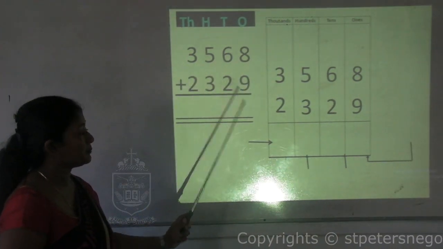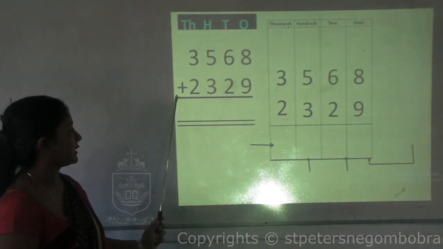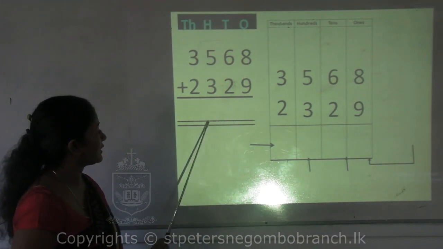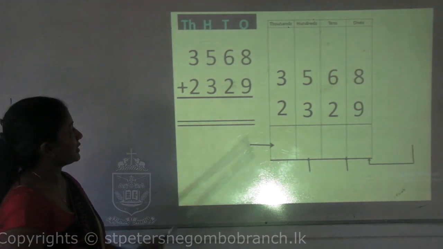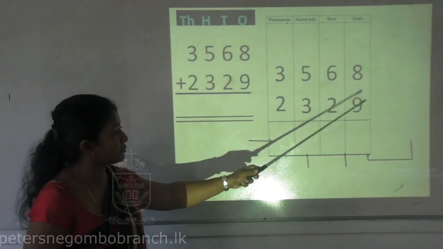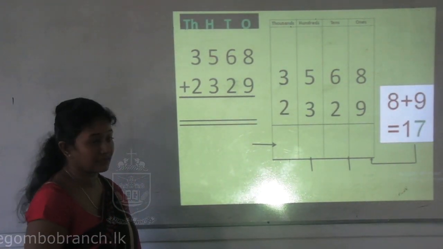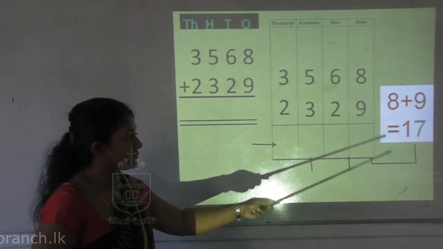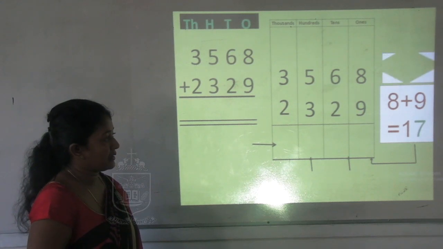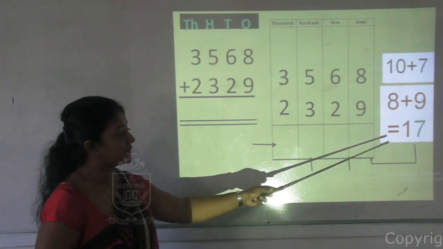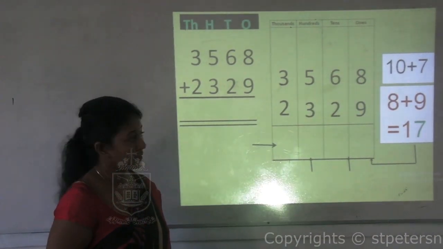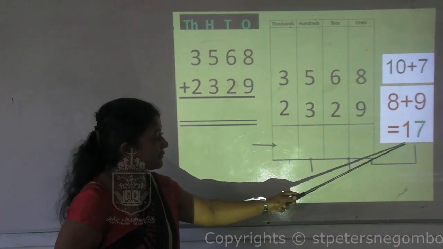So these are the two numbers we are going to add. You can see I have drawn the line, and for the answer I have two lines. 8 plus 9. Yes. We are going to add these two digits. 8 plus 9. When you add 8 plus 9, the answer is 17. So, when you look at 17, it has 1 ten and 7 ones. So, 10 plus 7 is 17.